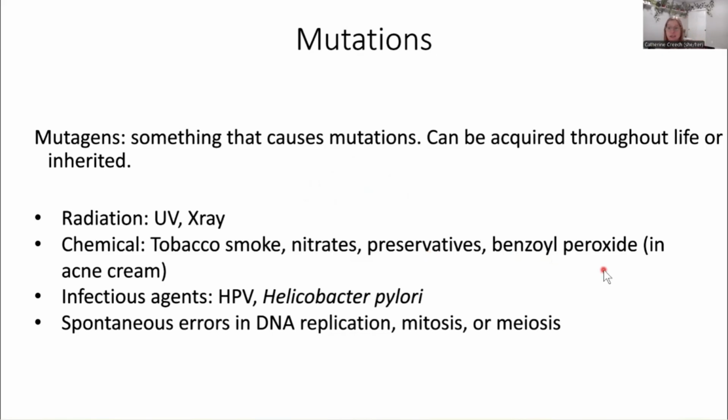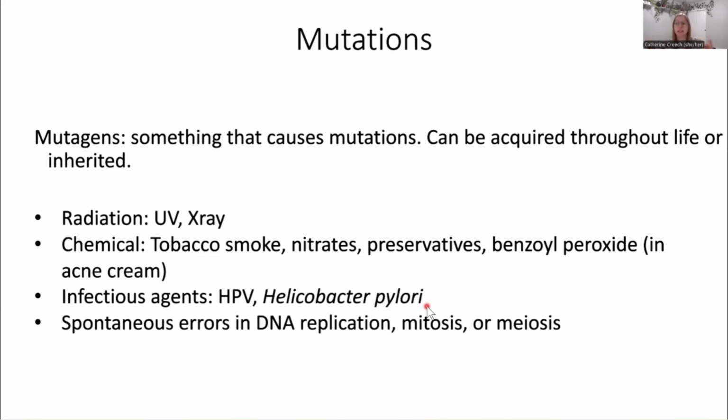We can also mutate our DNA from infections. So HPV, human papillomavirus, that's the virus that causes genital warts, but it also causes like 90% of cervical cancer. And so this virus is a concern because it mutates the cells on your cervix, which may grow uncontrollably, leading to cancer. We luckily have a vaccine for HPV now, so that's exciting. We also have Helicobacter pylori. Those bacteria can also cause mutations in the stomach lining and create a cancerous issue there too.